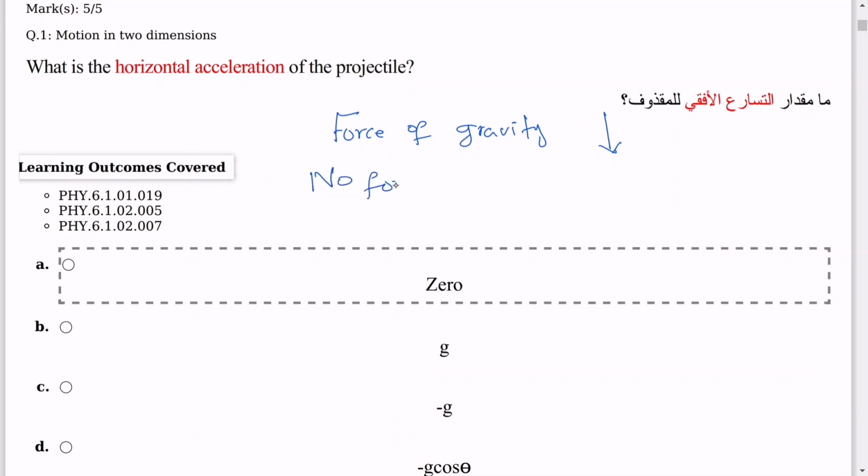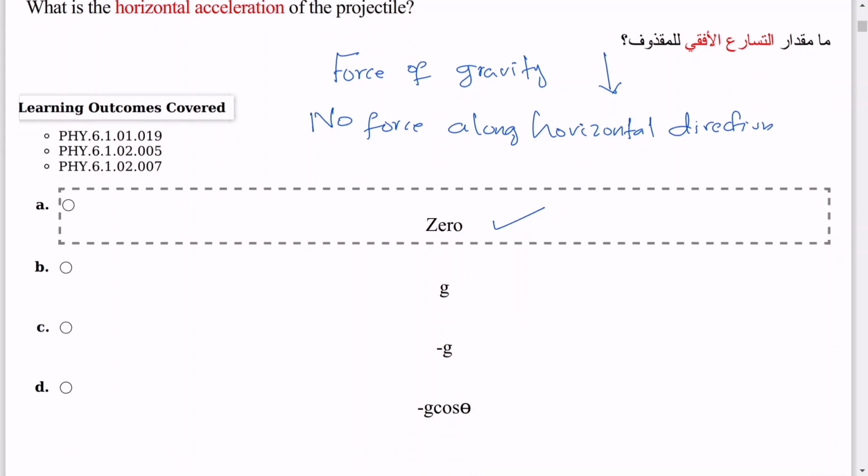No force along horizontal direction. As there is no force acting along the horizontal direction, the acceleration of projectile along the horizontal direction is zero. If no force, no acceleration. Remember that. If there is no force in the horizontal direction, no acceleration. No acceleration means zero acceleration. No force means no acceleration.